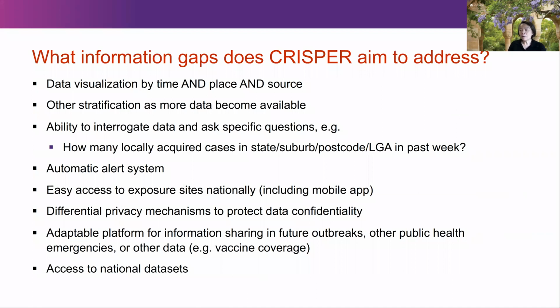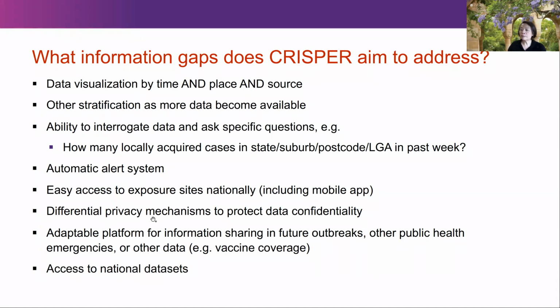So, given all of those limitations, what our project really aims to address is this list of things. So, like I said, data visualization by time and place and source of infection. We have been wanting to stratify also by age, gender, and other things, but access to data has been extremely challenging, which I'll talk about as well. And like I said, to be able to interrogate data and answer specific questions, an automatic alert system that tells you what's happening in your own areas of interest, and to be able to easily access these exposure sites at a national level. So I'll show you that later.